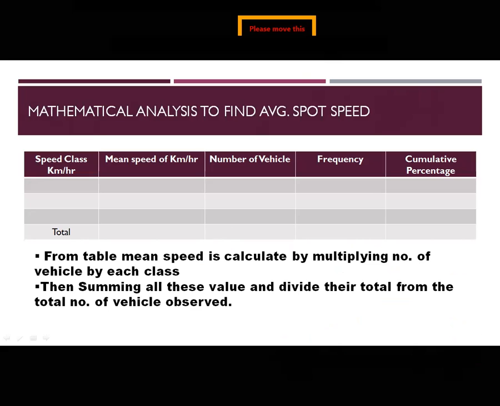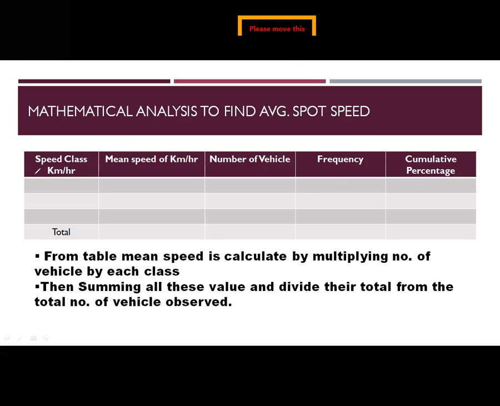So for determining the average spot speed of a vehicle by mathematical analysis, the following is the table for the observation. Here are the columns: speed class in kilometer per hour, mean speed in kilometer per hour, number of vehicles, frequency and cumulative percentage.